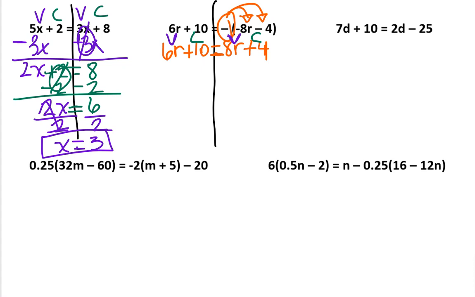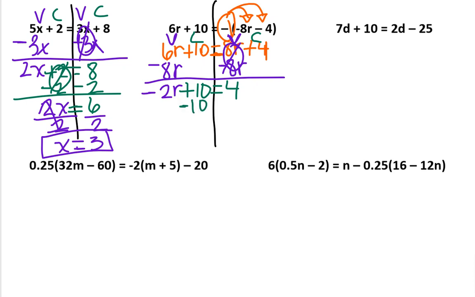This 8r is positive. So I'm going to subtract 8r on both sides. And when I do that on the left, I get a negative 2r. This becomes a 0 pair. And I can bring down my constants. Plus 10 equals 4. Next, I need to move my constants, my numbers, to the right by using inverse operations. The opposite of plus 10 is to subtract 10.